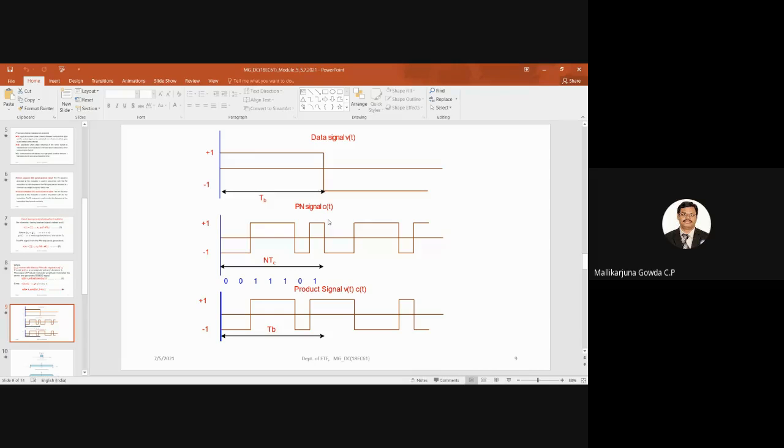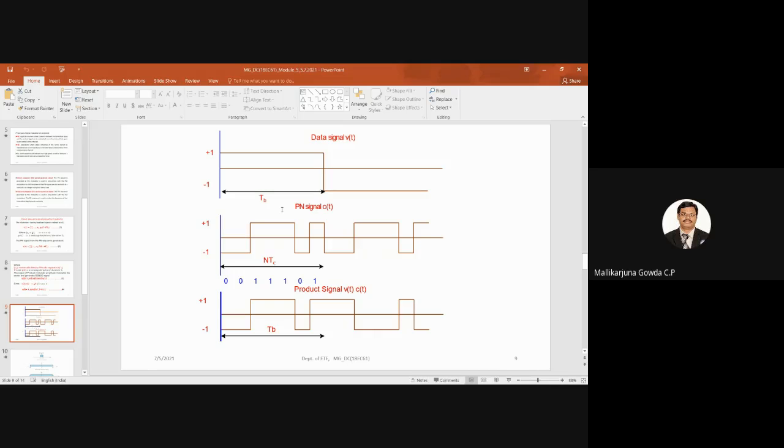That is C of t, right? So here my pseudonoise signal length is 7 bits I have taken. The 7 bits are 0, 0, 1, 1, 1, 0, 1. I represented that also using the polar NRZ format. So 0, 0 I represented with a negative pulse, and the 3 ones with a positive pulse, then 0 with a negative pulse, and 1 with a positive pulse. And that has been repeated for the next bit also.